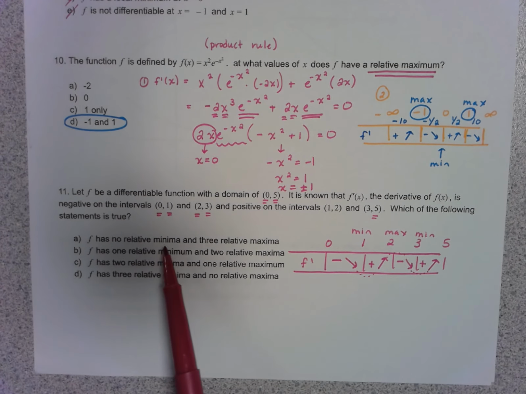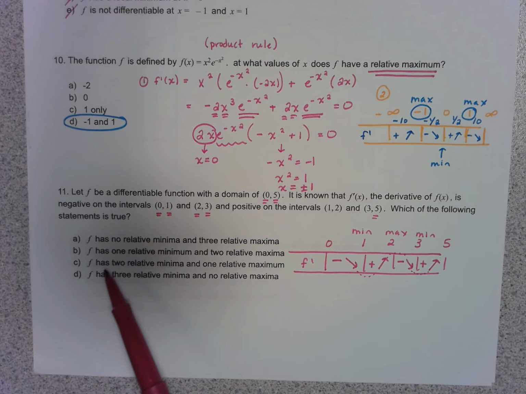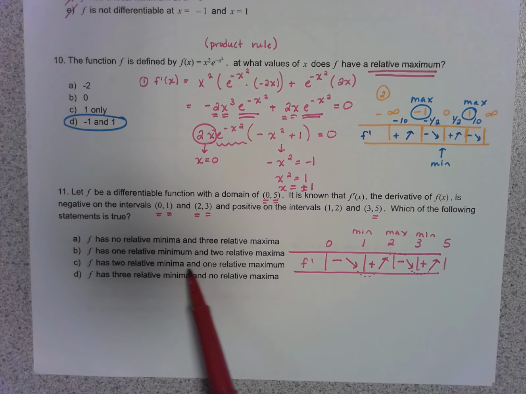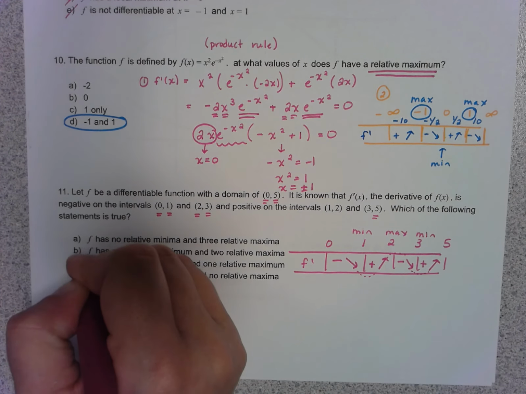This one says no mins and 3 maxes. That's wrong. 1 min and 2 maxes. That's wrong. 2 mins and 1 max. That's the winner.